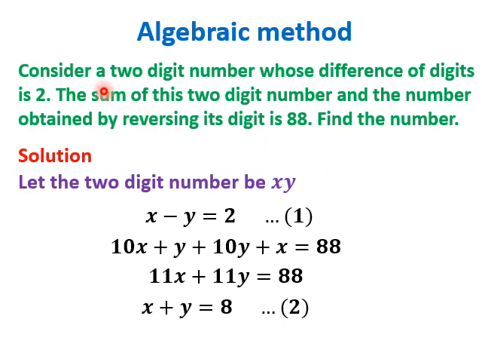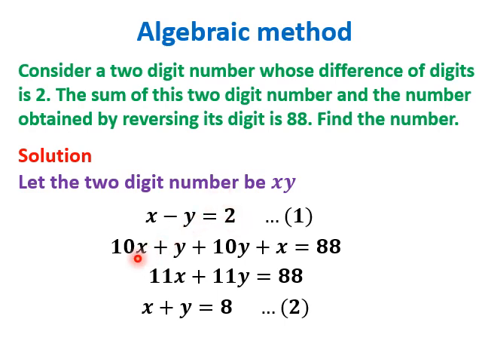Now consider one problem here. A two-digit number whose difference of digits is 2. The sum of this two-digit number and the number obtained by reversing its digits is 88. Find the number. So we are given information here. x minus y is equal to 2. This is from this information, whose difference of digits is 2. And let the two-digit number be xy. So x minus y is equal to 2.